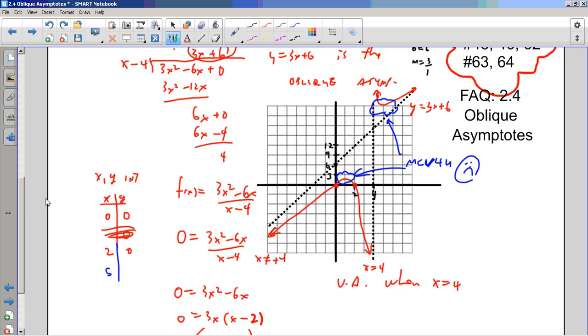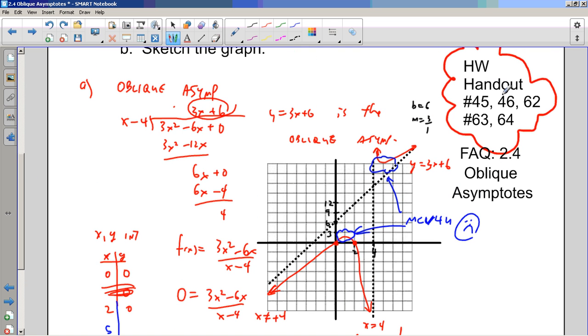And that's it. I only have a few for you to try from a handout. Looks like there's lots of questions there, but it's only, I think, 5 questions that are pretty much exactly like these ones. So have fun with those, finding oblique asymptotes. This was perfect.